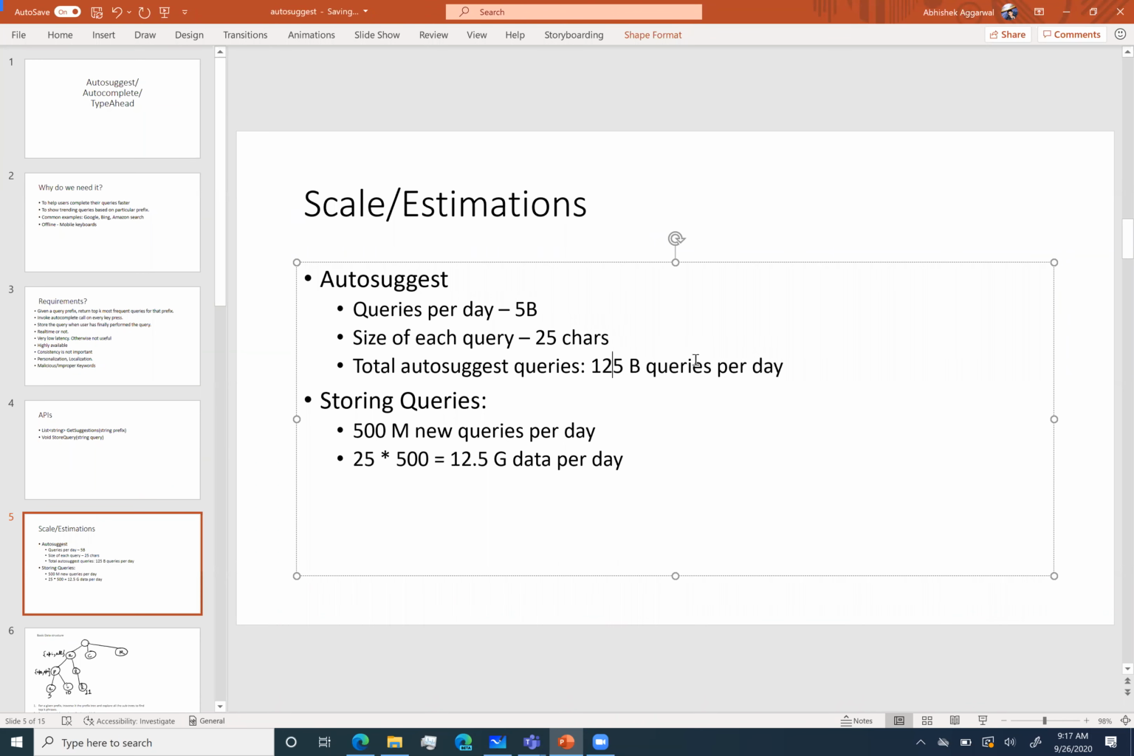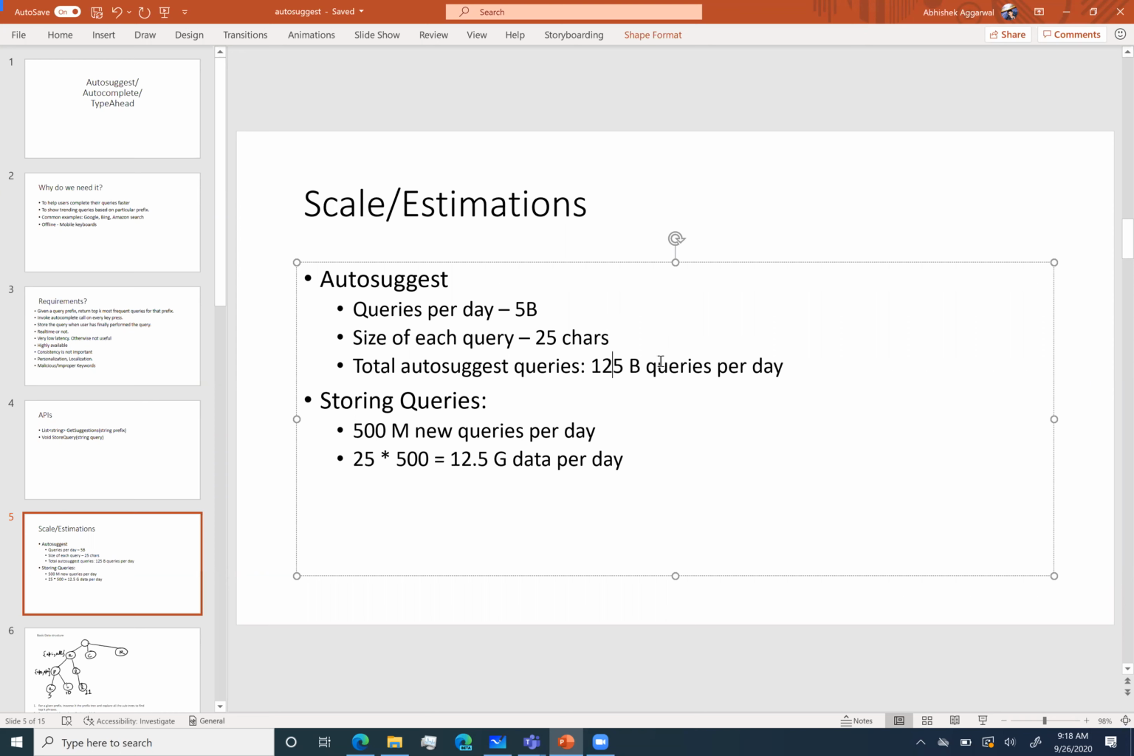Wait, so it's 25 characters. Is your computation the size, or the total auto suggest queries per month? My calculation is how many API calls would be made to my system in a day. Oh, okay. So for each character, if you make a call, then yeah, that's fine.